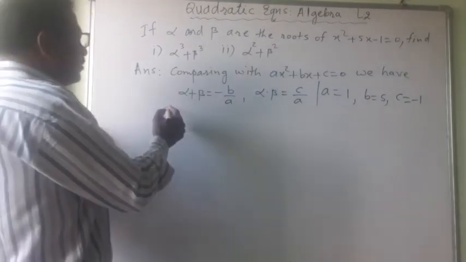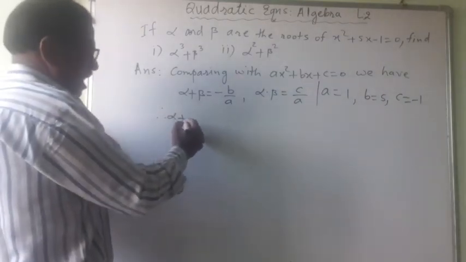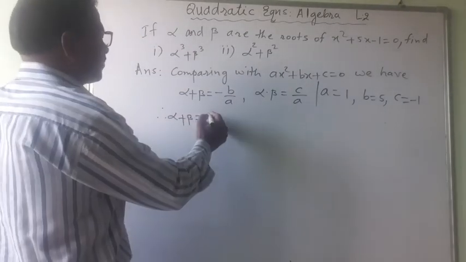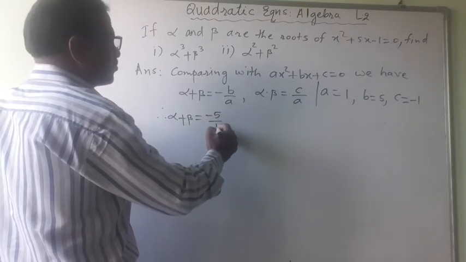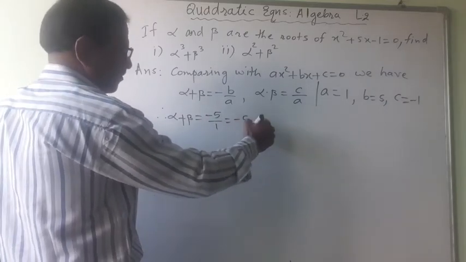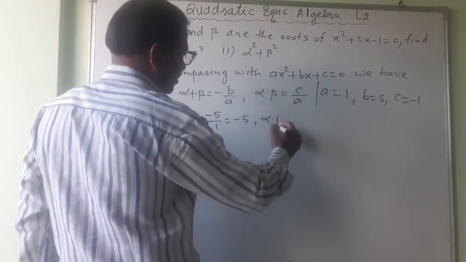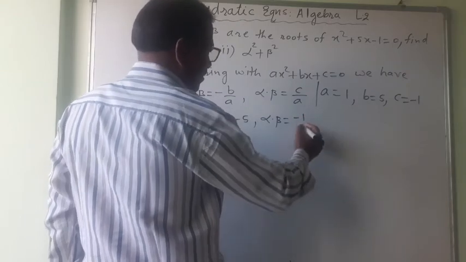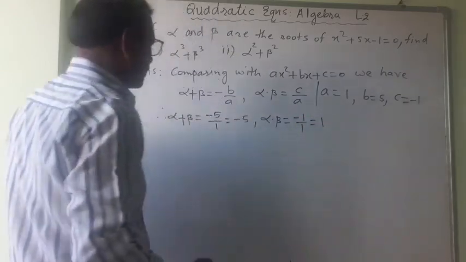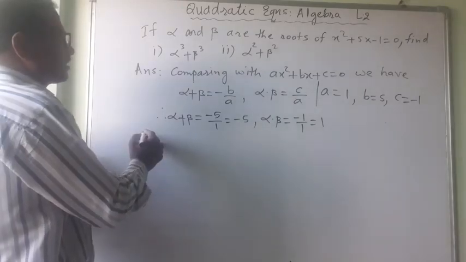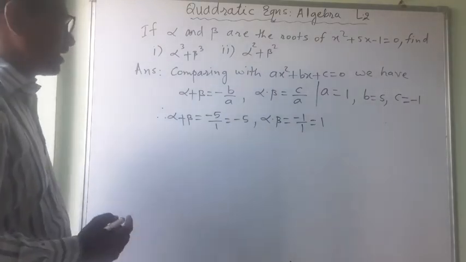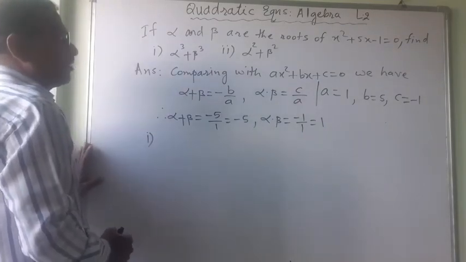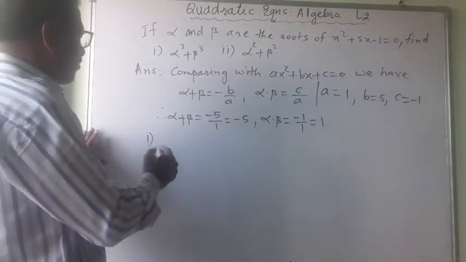Therefore, alpha plus beta is equal to minus b upon a, b is 5, so minus 5 upon a means 1, that is equal to minus 5. Alpha into beta is equal to c upon a. The value of c is minus 1 and a is 1, so that is equal to minus 1. So first one, what I want, alpha cube plus beta cube. Number 1. If it is a cube, use the formula for cube.